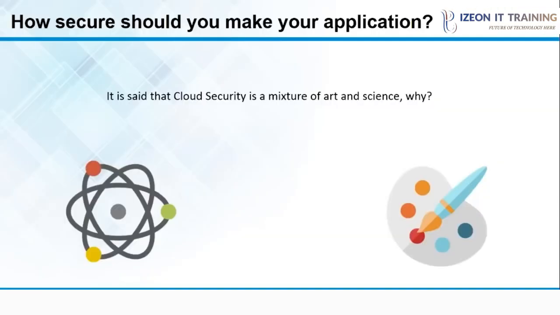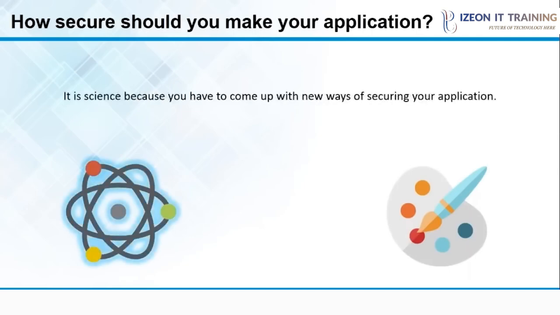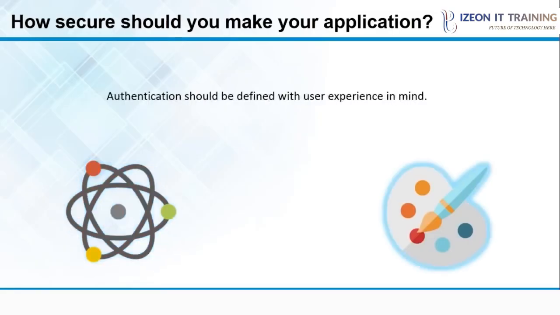Let us start with this line. It is said that cloud security is a mixture of art and science, right? Why? Let's see that. It's a science because obviously you have to come up with new technologies and new techniques to protect your data, to protect your application. It's a science because you have to be prepared with the technical part. But it is art as well. Why? Because you should create your techniques or technologies in such a way that your user experience is not hindered.